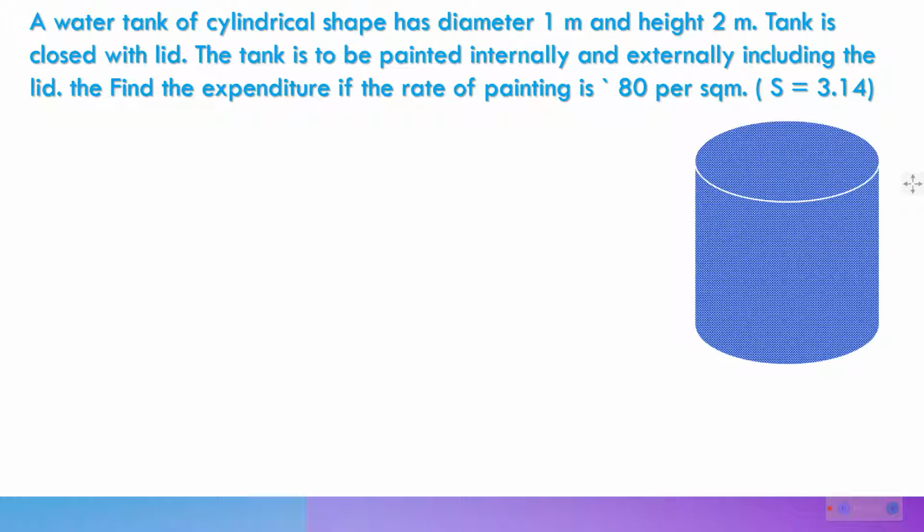Here is a question. A water tank of cylindrical shape, diameter 1 meter and height 2 meter. Tank is closed with a lid. The tank is to be painted internally and externally, including the lid. Find the expenditure if the rate of painting is 80 rupees per square meter.